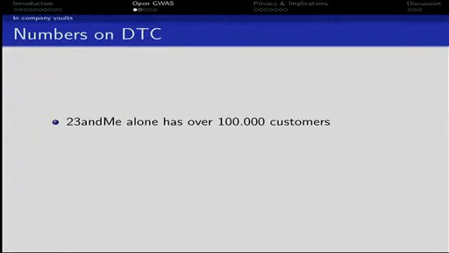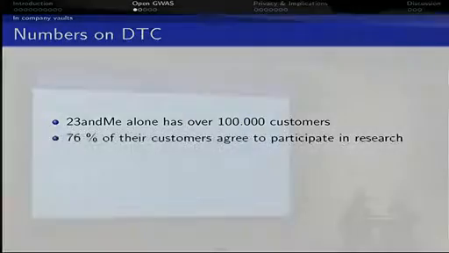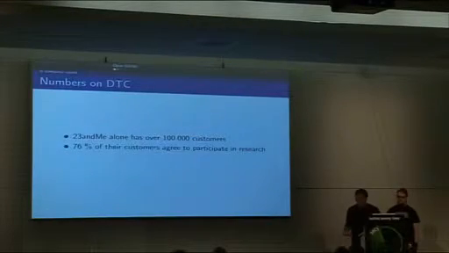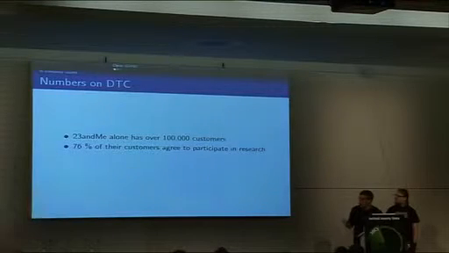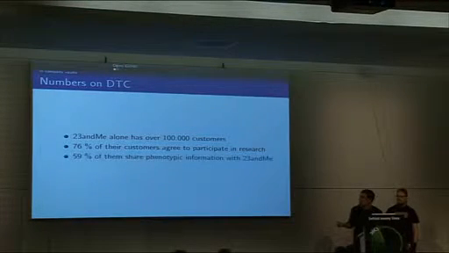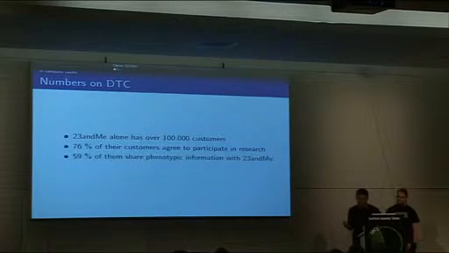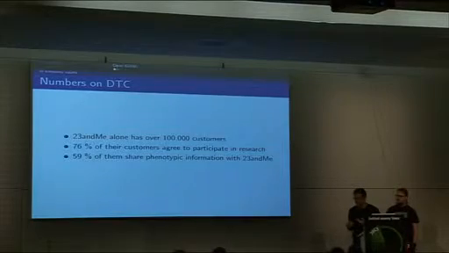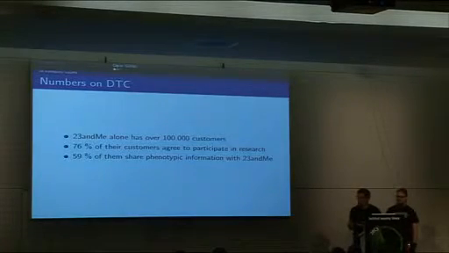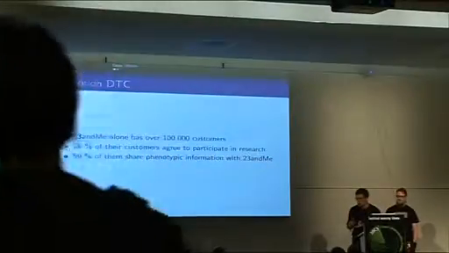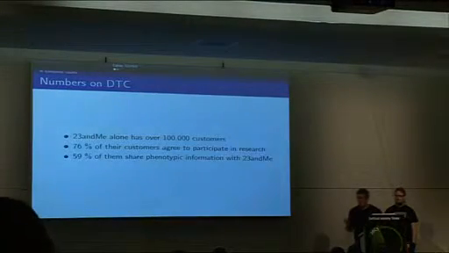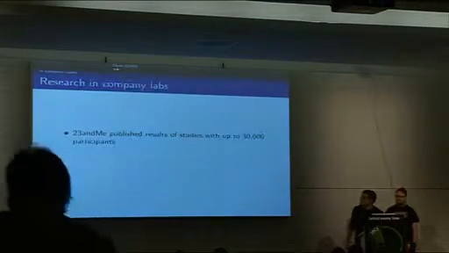And 23andMe alone has over 100,000 customers. And according to their numbers, 76% of their customers agreed to have their data used in research. And 59% of them shared their phenotypic information with the company. I have to say, phenotypic information is everything which is describing your body, meaning phenotype could be eye color or risk to develop diabetes or skin color, all of that.